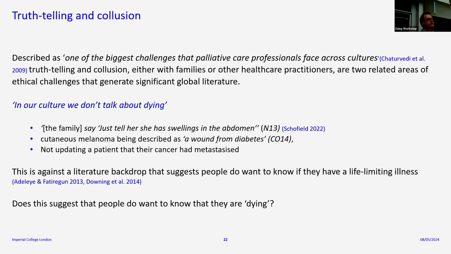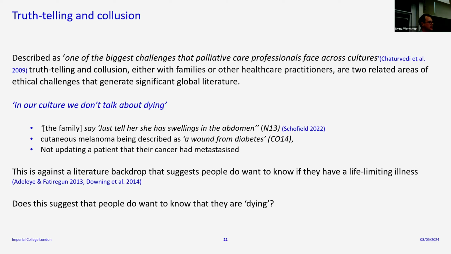Truth telling and collusion. So described as one of the biggest challenges palliative care professionals face globally. That was an India-based study. So truth telling and collusion with families or with other healthcare professionals. And often the phrase that I've heard more than once is, in our culture, we don't talk about dying. And it is, what do we mean by dying? What do you mean by that? And that was one of the reasons for me to do a cross-cultural PhD, is cross-cultural work. What are the values entailed in this? What do we accept? What do we push gently at? To try and unpick some of this.